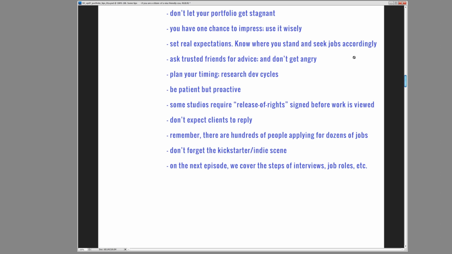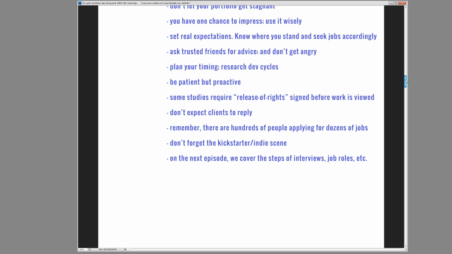Okay, next, some studios require a release of rights signed before work is reviewed. So what this means is some studios like Disney, and probably DreamWorks, have this release of rights, which you sign before you send the stuff in, or before they even look at your work. You have to release the rights. It sounds scary, but it's very common. They're not doing that to copy your stuff. They're not doing that to steal your stuff to put in a book. They're doing that just to prevent themselves from being sued by you.